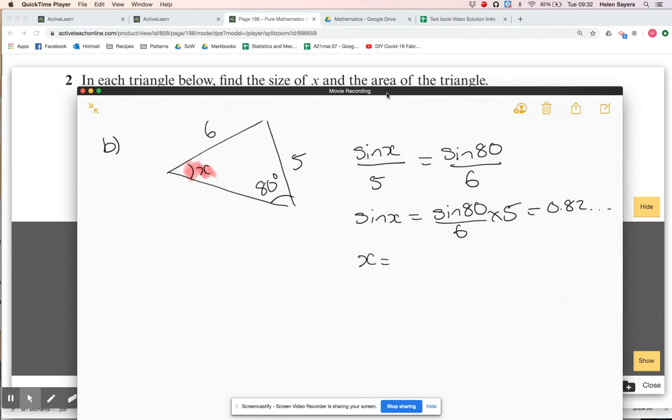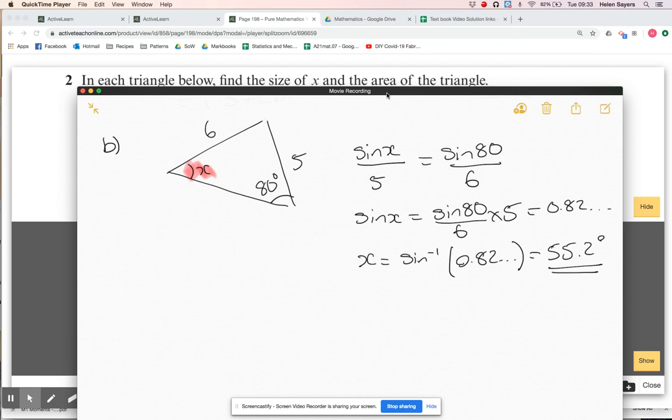So x is arc sine. But I didn't really have to work that out as a separate stage, to be fair. I could have just done arc sine of all of that. Okay. So arc sine of all that gives me 55.2 degrees.